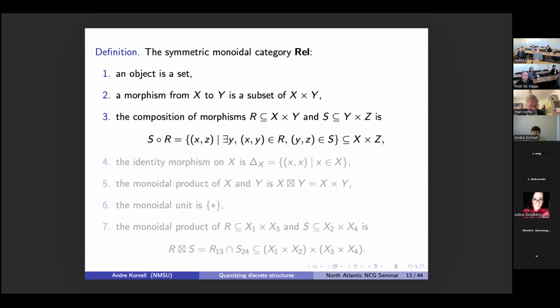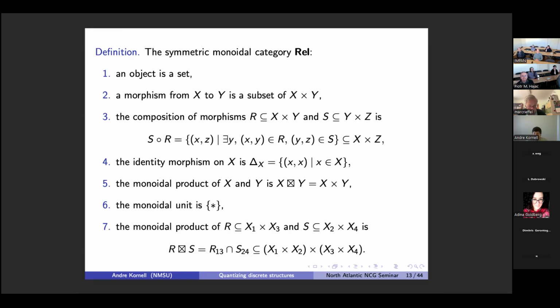So that's our composition. Then the identity morphism is the diagonal relation, in other words, the identity map. The monoidal product of objects is just the Cartesian product, which means that the monoidal unit has to be a canonical singleton of some kind. So we pick a canonical singleton, and that becomes our monoidal unit.